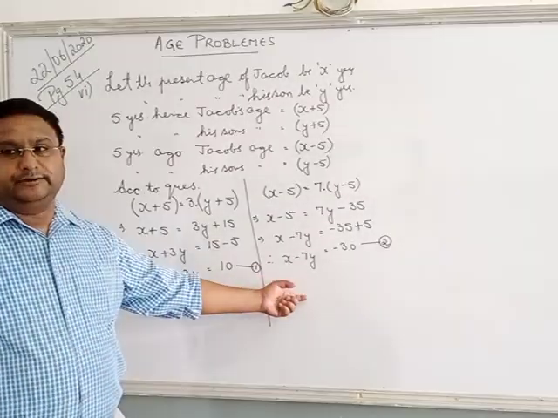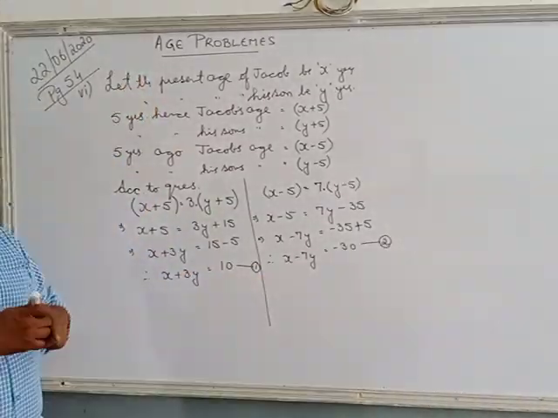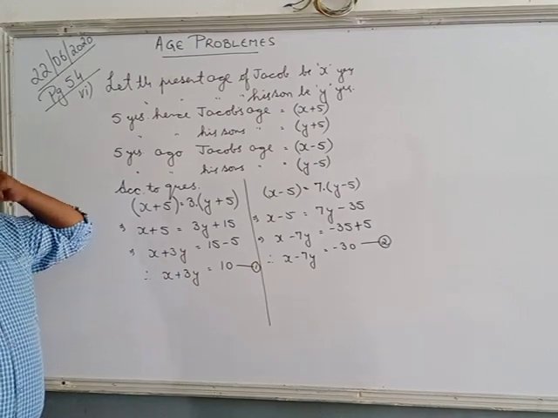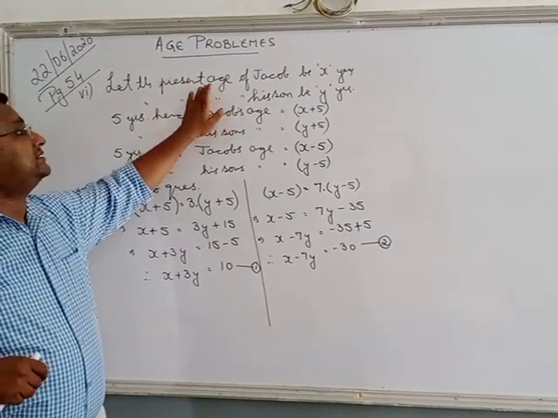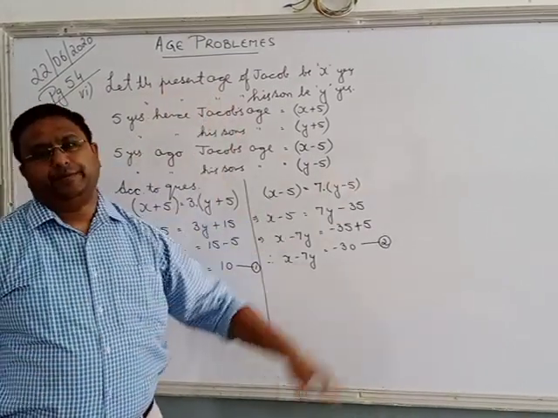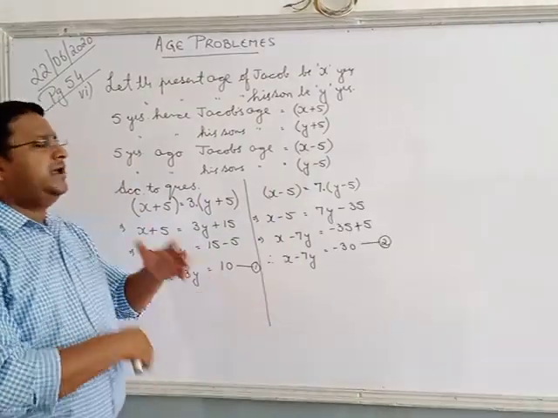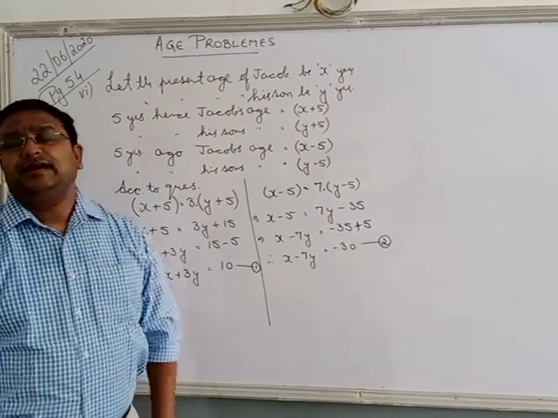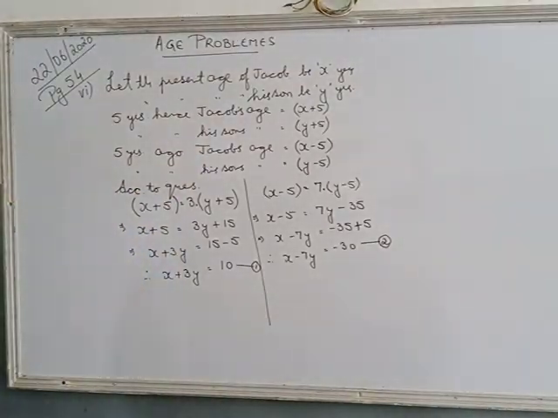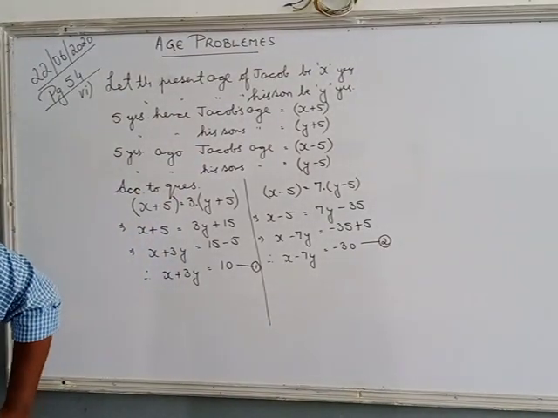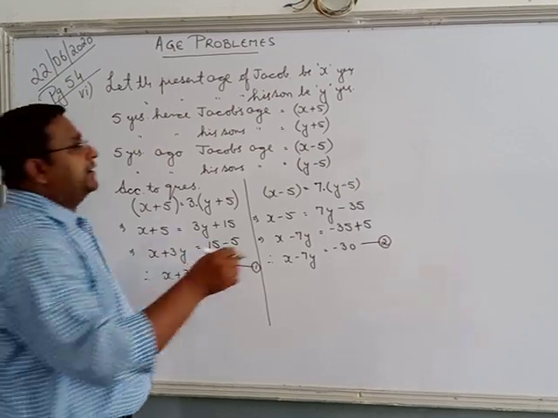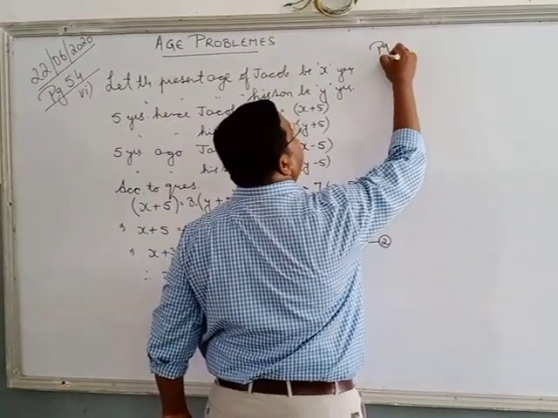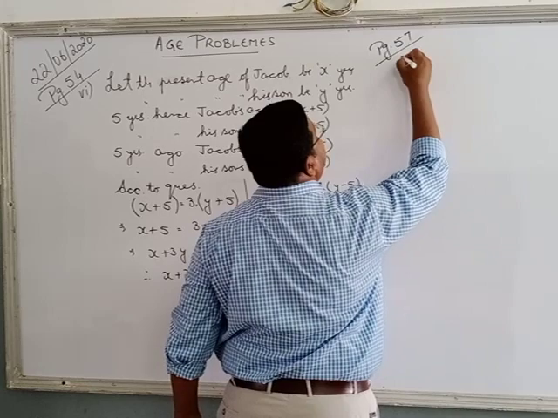Any of the methods. Whenever we talk about age, always remember you have to write down the present ages of the two people whosoever they are talking about. It can be mother-daughter, it can be two friends. In this case, it is father and son. One more question is there on age, on page number 57, second part.